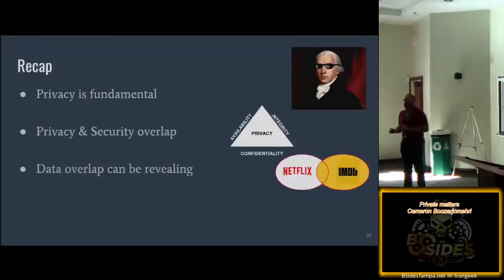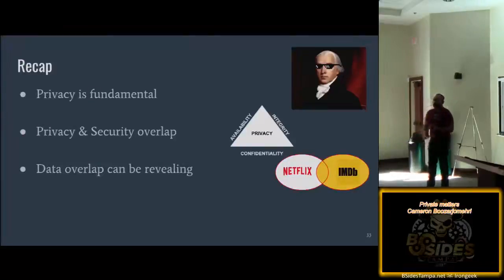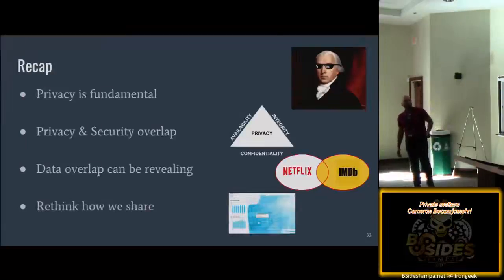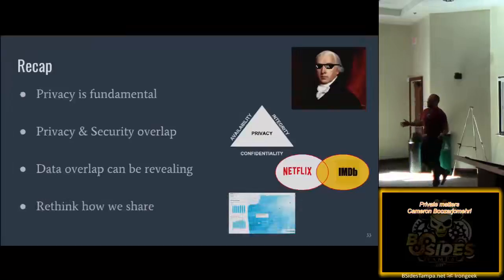Data overlap can be devastating to people in the data sets. Maybe a movie is not as big of a deal, but when we look at medical data, voter information, trip information, I believe the keynote speaker kept talking about how people were taking trips in their fancy future smart cars and now we're being outed. That's a problem. And then we want to rethink how we share. Is there a better way for us to get the information out there?